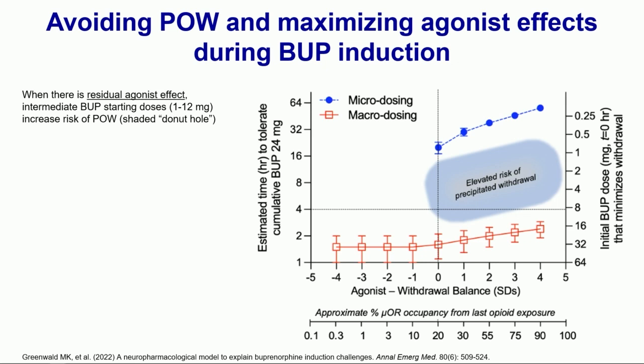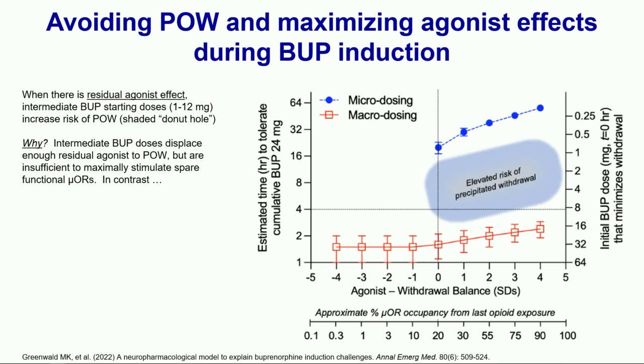That's going to increase the risk of precipitated withdrawal, and so I've shaded an area which I fondly call the donut hole. You want to stay out of the donut hole. So intermediate doses are actually where the greatest risk is. Why? Well, intermediate buprenorphine doses displace enough residual agonist that can precipitate withdrawal, but those buprenorphine doses are insufficient to maximally stimulate spare functional mu opioid receptors.